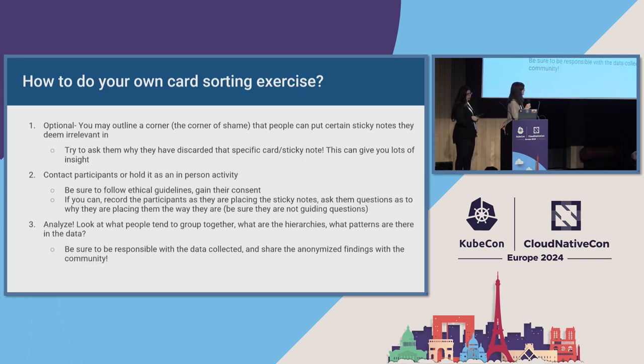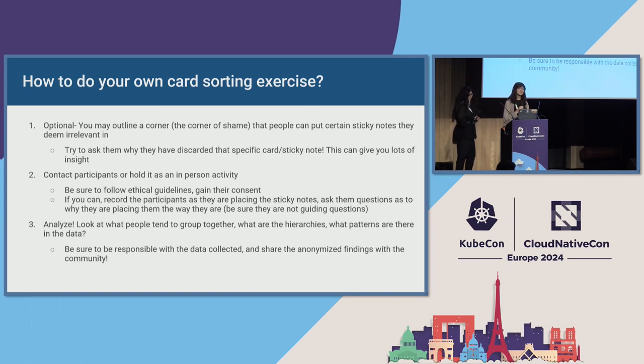And then as an option, you can add the corner of shame. It also provides some very useful information as to what people think is extra information, or maybe they don't know what it is. Again, it's very interesting pieces of data.